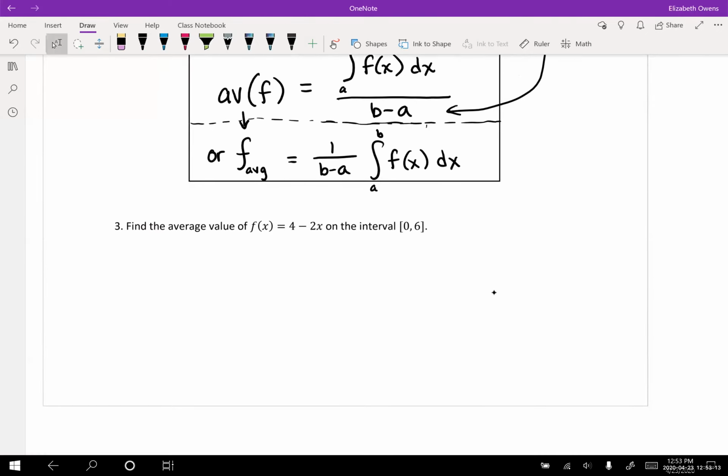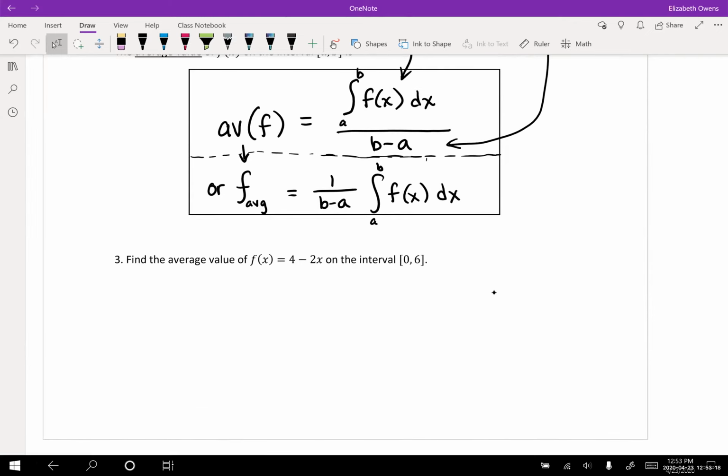All right. So in problem 3, we are going to find the average value of f of x equals 4 minus 2x on the interval from 0 to 6. So using our handy dandy formula there, that would say the average value of f equals the integral from 0 to 6, because there's our a to b there, of f of x, 4 minus 2x dx. And then we're going to divide by the length of our interval. So we take b minus a, 6 minus 0.